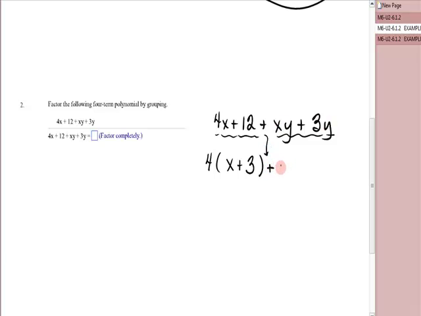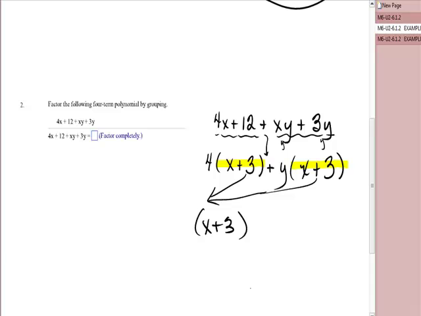What's in common? I see a y. If you divide y into each of these, you will end up with an x, a plus sign, and a 3. Because these problems are rigged, you're going to have a common binomial factor, so let's grab it, write it in front, x plus 3, that's my common binomial. And what's the leftover factor? It is 4 plus y.